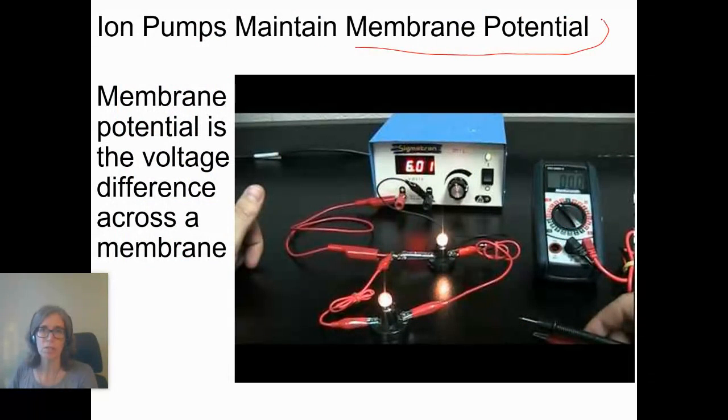Okay, so ion pumps maintain membrane potential. So let's talk about this a little bit. Membrane potential means potential energy, and the way we define that is voltage. So voltage is a potential energy. It's a difference across anything. So it could be the difference across a circuit.